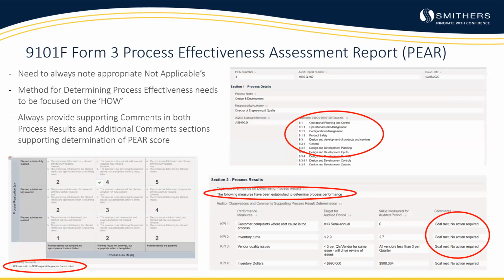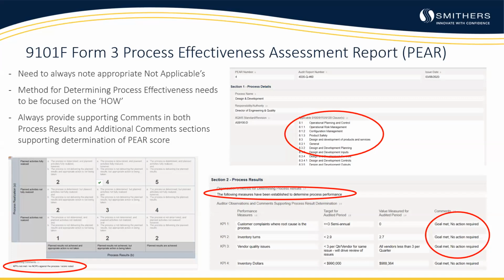So moving on to Form 3, this is the Process Effectiveness Assessment Report, or PEAR. We need to make sure that we're always noting the appropriate not applicables. So for the appropriate not applicables, again, this is the alignment exercise, making sure that all of it aligns from the audit plan to the CRW to any of the affected PEARs. We need to make sure that we're keeping mind of our not applicables and ensuring alignment overall.